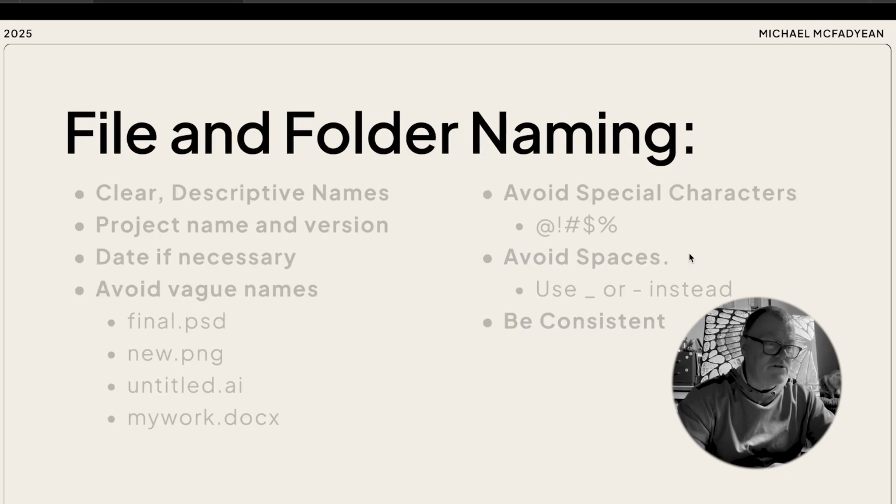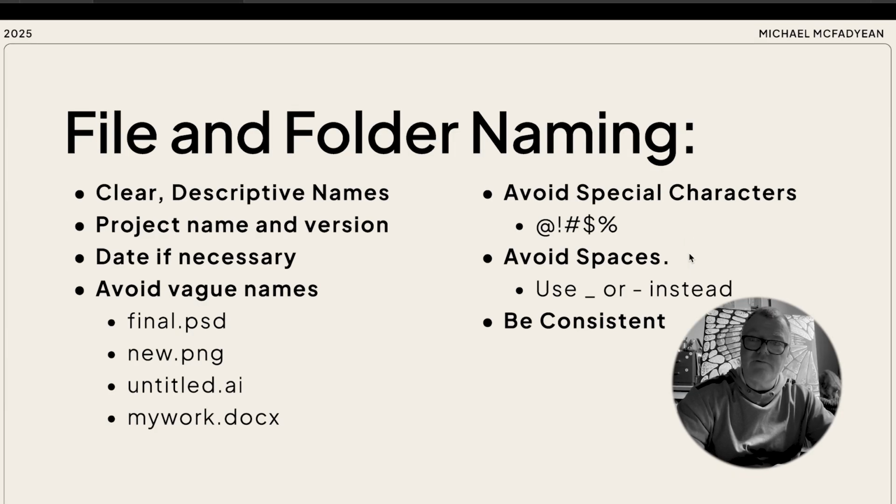So when it comes to naming your files and folders, it's good to have a consistent system that gives you valuable information about what your work is. So here are some guidelines. First of all, your file and folder names should be clear and descriptive, but not too descriptive. You don't want a whole story about the files. That's going to become unwieldy.